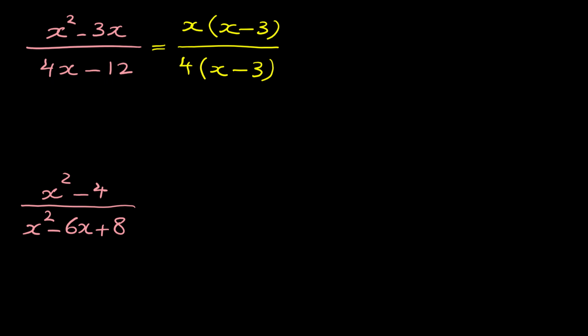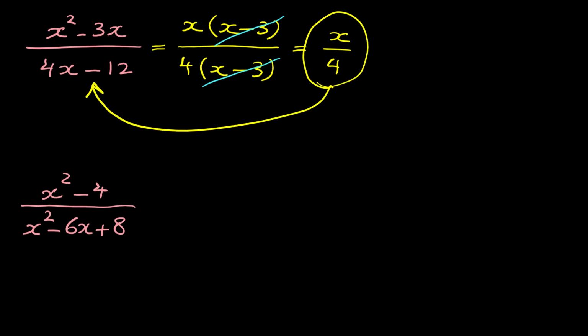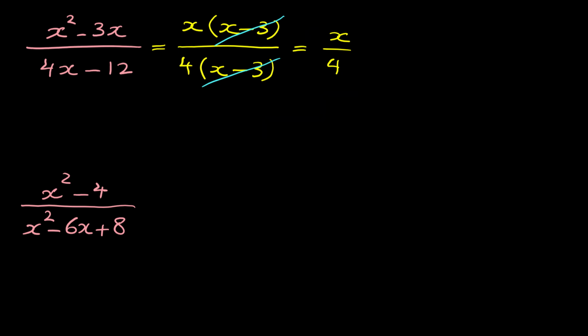Now look at the numerator and denominator. We can cancel the common factor between numerator and denominator, and the common factor is x minus 3. So we can cancel this with this, and then we have x over 4. So this is the simplified form of this rational expression.